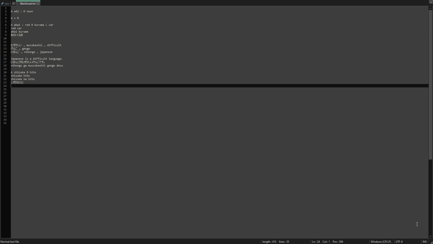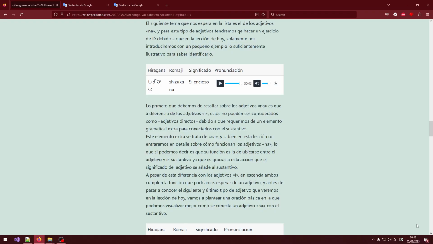That's why they are called na adjectives. Basically, because the na particle is in the middle between the noun and the adjective, and it's some kind of glue. You can think about them like that. Like you have two words and you stick them together by using the na particle. And that is it. Let's take a look at the example.